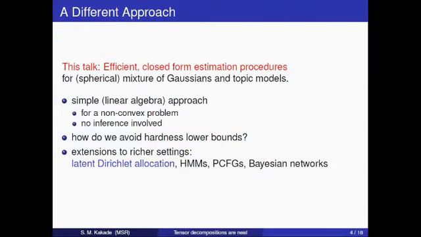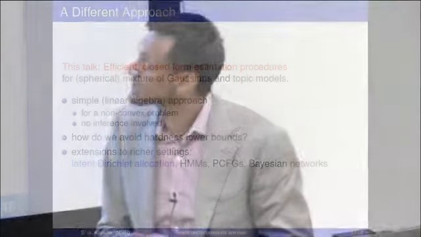And to some degree, this talk is going to contradict that, because I'm going to argue that for a natural case of mixture of Gaussians and these topic models, we can come up with a closed form and efficient estimation procedure. This is interesting for a number of reasons, which people are getting a little surprised by, because this is a non-convex problem, and the solution we're coming up with is non-convex, yet it's closed form. It's a pretty simple approach because it's based on linear algebra techniques.